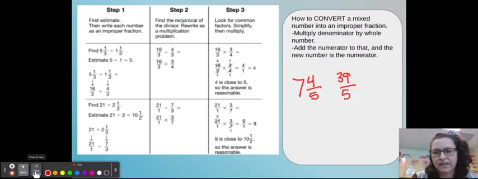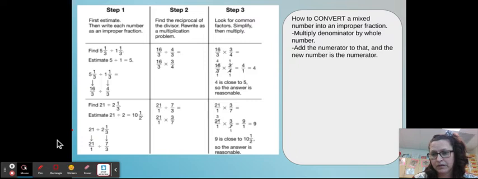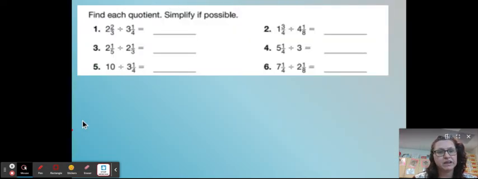So that's the only thing that's really any different with today's lesson than what we've done in the past, because with today's lesson, we have to turn our mixed numbers into improper fractions, and then we do the same keep, change, flip that we have been doing. So let's do this one right here.